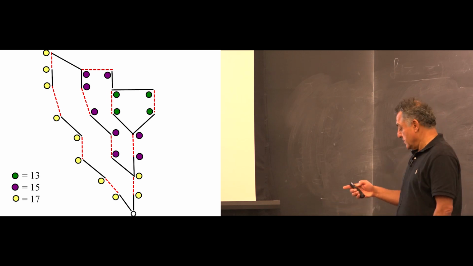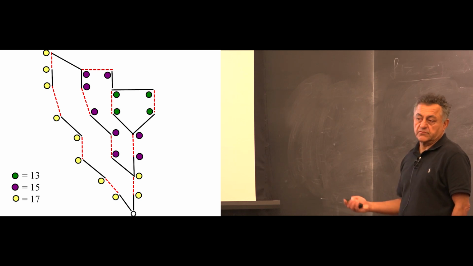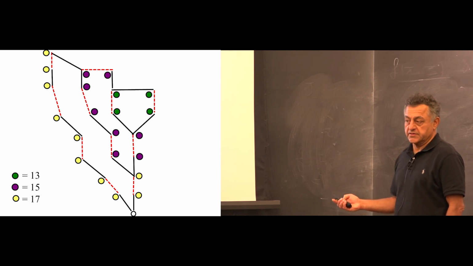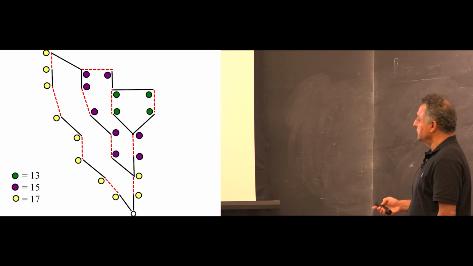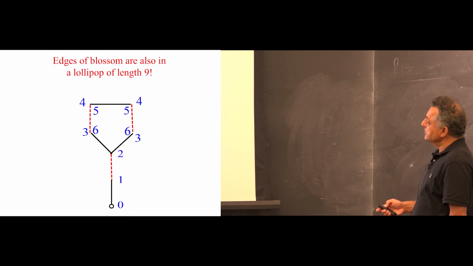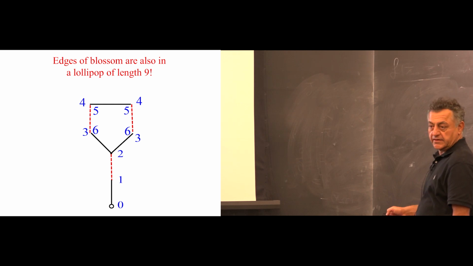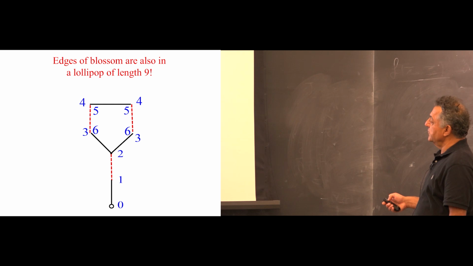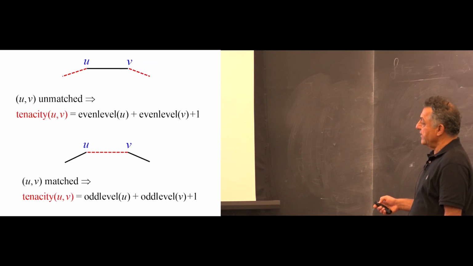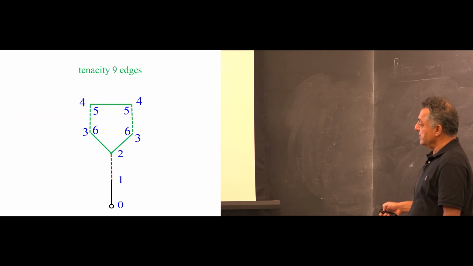It has no odd level. No, odd level is infinite. Okay? So then one more thing to notice is that all these edges, these 5 edges, are also sitting inside a lollipop of length 9. So I should define the notion of a tenacity of an edge also. Okay, and I'll define it like this. So all these edges will turn out to have tenacity 9.